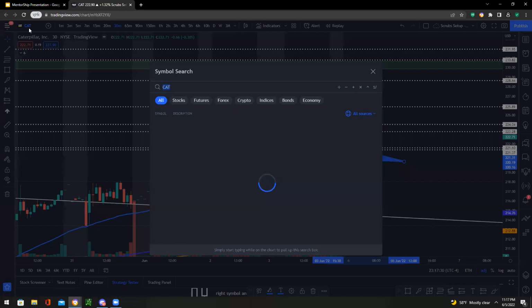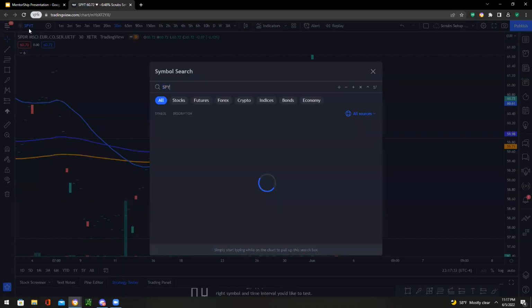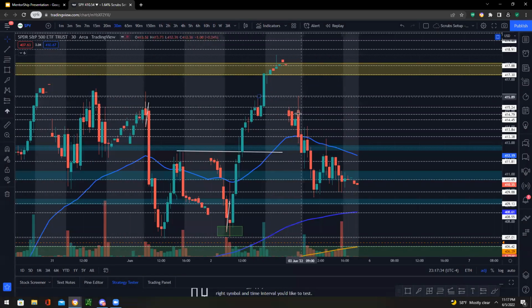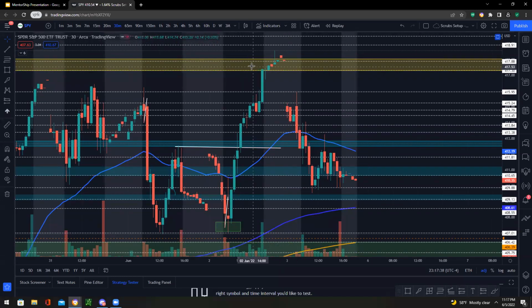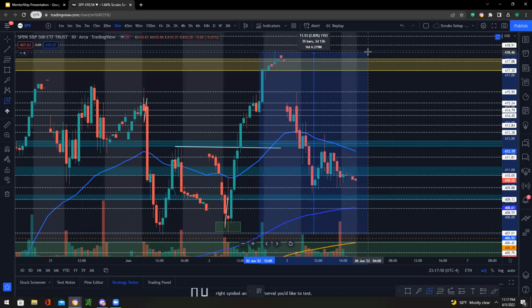Just really quickly, we'll do SPY super quick. So this yellow box was a major resistance region. Another reason why we got rejected here is, well, you have to think about it, we went up almost 3% in one day.